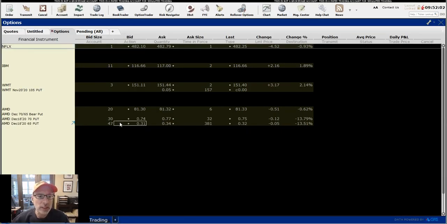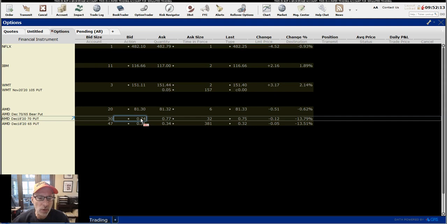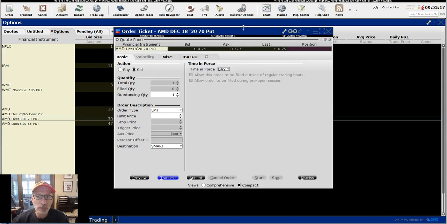So in Interactive Brokers, I've got some AMD, Advanced Micro Devices, put options listed here. I've got the quotes, bid-ask quotes here. When you sell a put option, you click on the bid price, and that'll invoke a sell order ticket. It brings up another window. This is the sell order ticket.